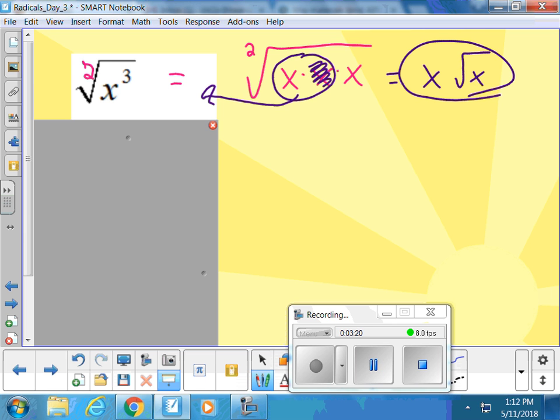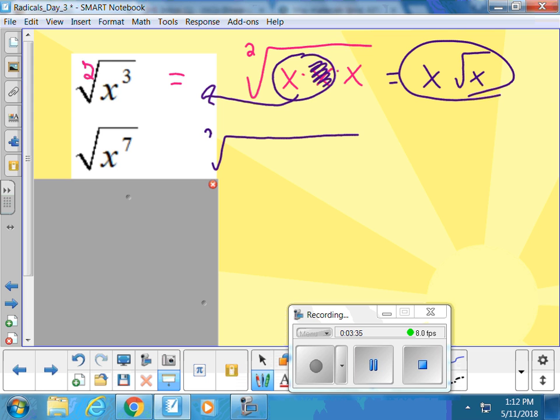Arjun's giving me a confused look. Was it confusing? No. You're okay? There are 3 x's, so you write them x, x, x, circle 2 of them, break them out. Let's try 7 x's. Oh my. So it's the square root of 7 x's. 1, 2, 3, 4, 5, 6, 7.